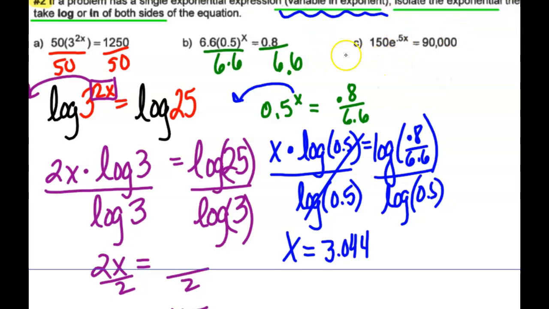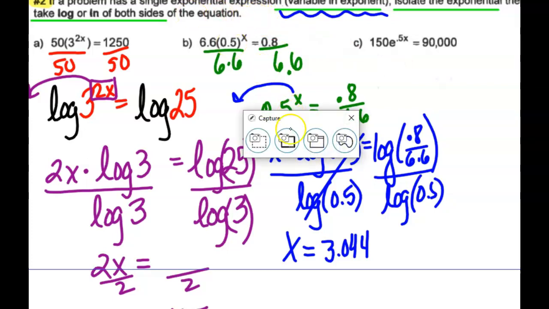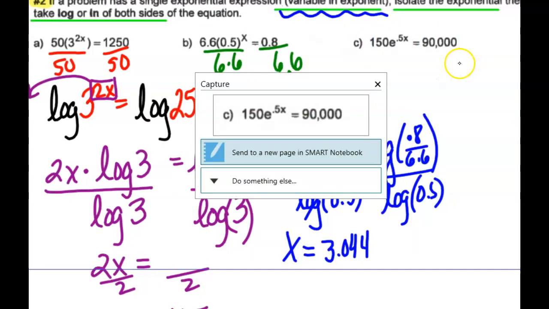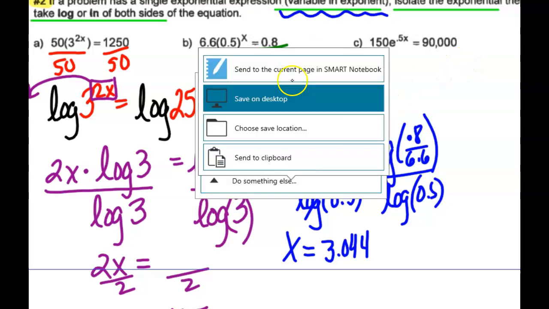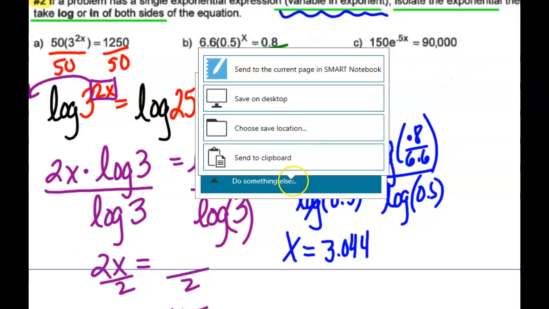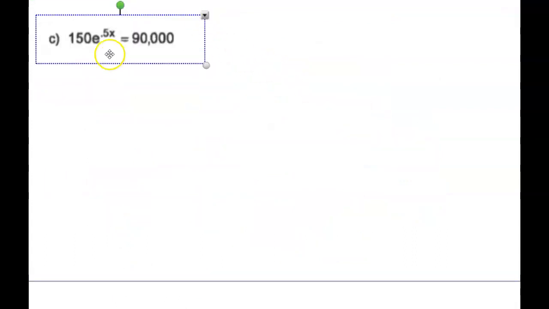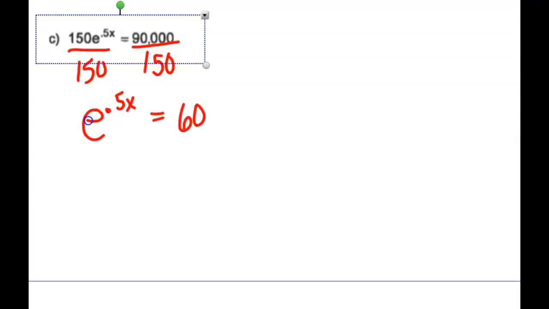What's different about C? That's an E. It has an E. Ooh, I heard natural log. Does anybody think we should use ln this time? Yes. I think that would be a really good idea. Let's see. Put this on a new page here. If I divide by 150 first, normally I'd leave it, but that's kind of a big number. Does it come out nice? 600? Okay. Since it came out nice, I'll go ahead and not carry all that writing.